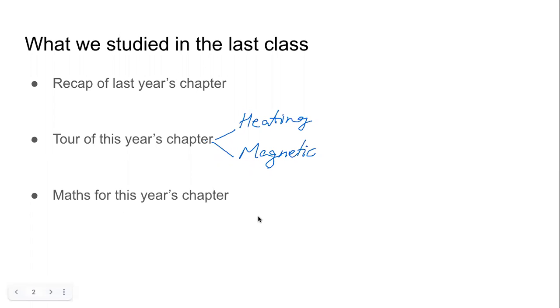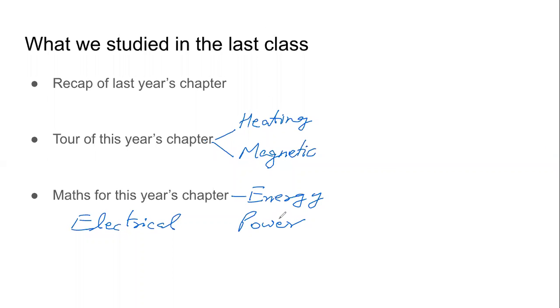Then we looked at the maths for this chapter. We realized that there is nothing new. The maths that is required for this chapter, we already studied last year. The maths is about energy and power, energy and power with respect to electricity. So we can say electrical energy and electrical power. This is what we studied.